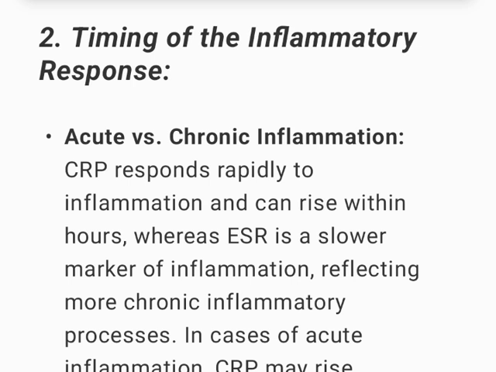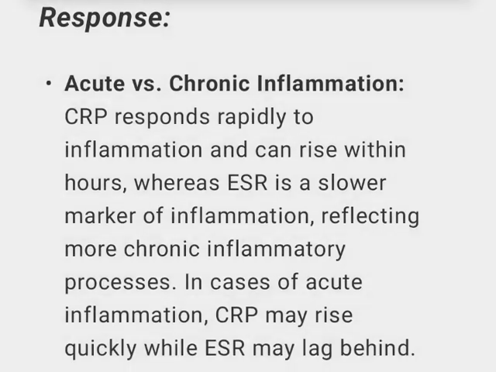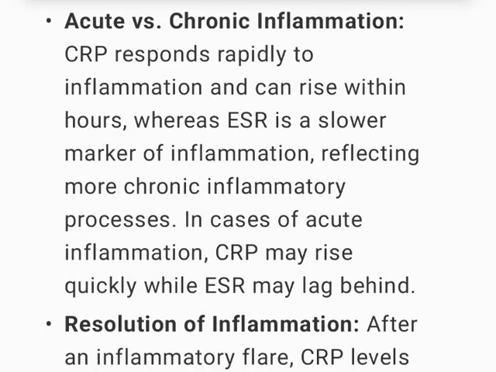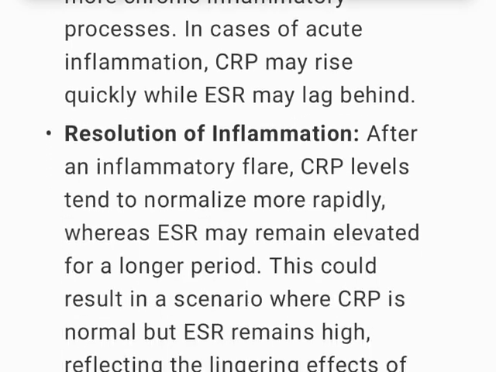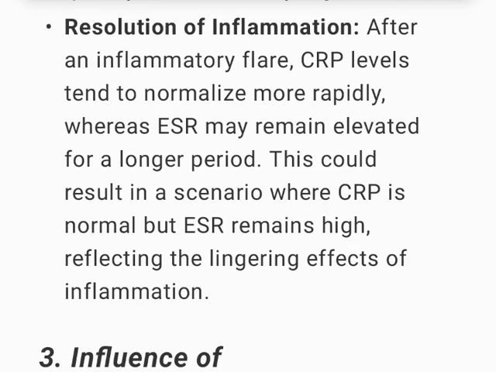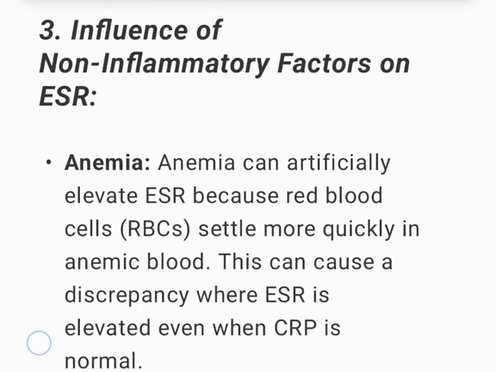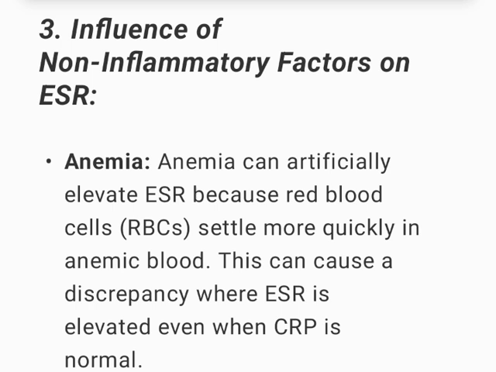Acute versus chronic inflammation. CRP responds rapidly to inflammation and can rise within hours, whereas ESR is a slower marker of inflammation, reflecting more chronic inflammatory processes. In cases of acute inflammation, CRP may rise quickly, while ESR may lag behind. Resolution of inflammation. After an inflammatory flare, CRP levels tend to normalize more rapidly, whereas ESR may remain elevated for a longer period. This could result in a scenario where CRP is normal, but ESR remains high, reflecting the lingering effects of inflammation. Influence of non-inflammatory factors on ESR.